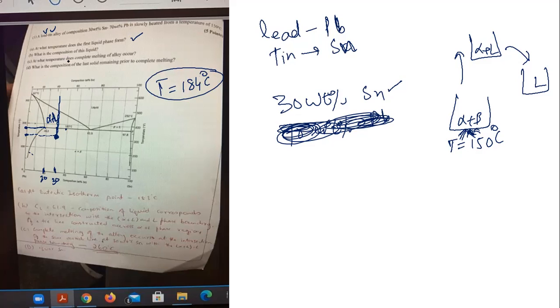Okay, and now what is the composition of the liquid? What is the composition of the liquid?